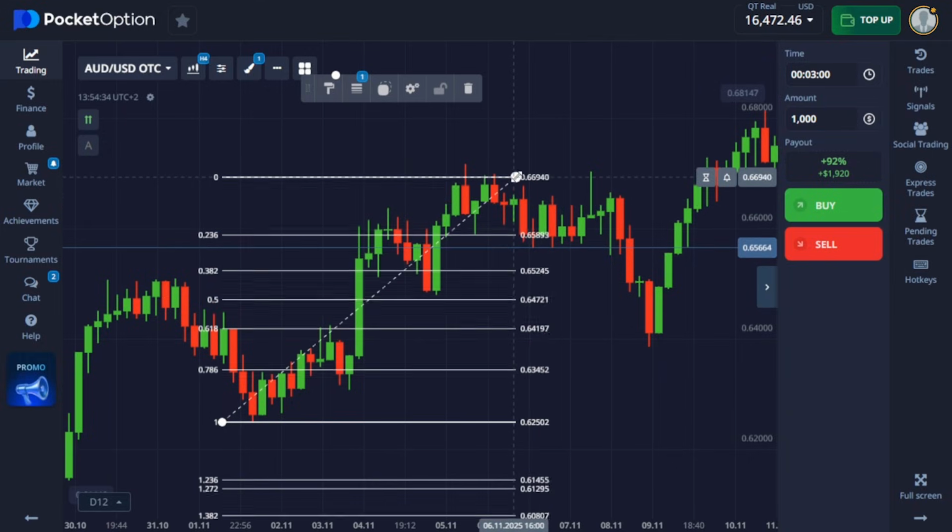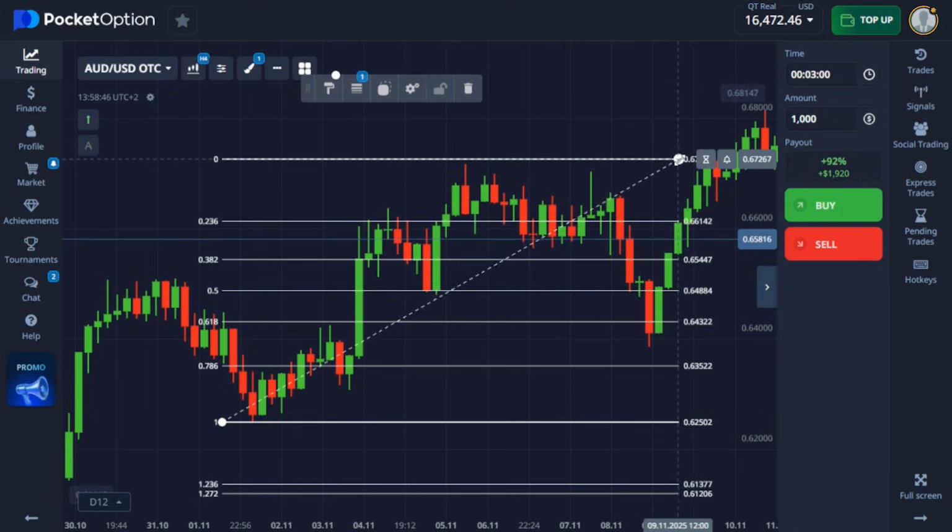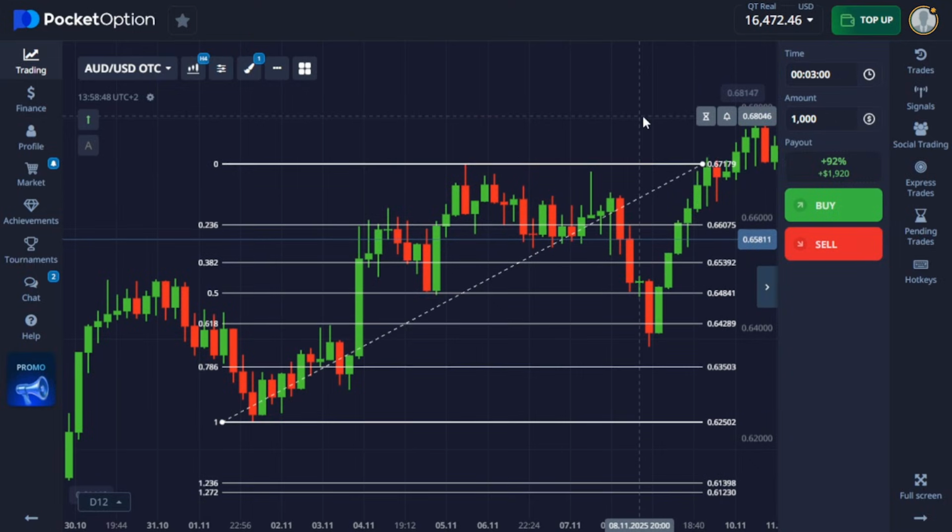And where's the next high? Right over here. Let's just drag this across. We know that price can't keep going up forever. What goes up has to come down. With a little bit of time and patience, we will eventually get a pullback to equilibrium.